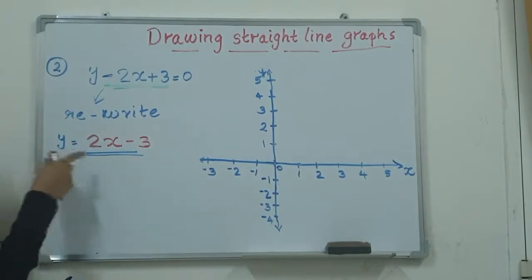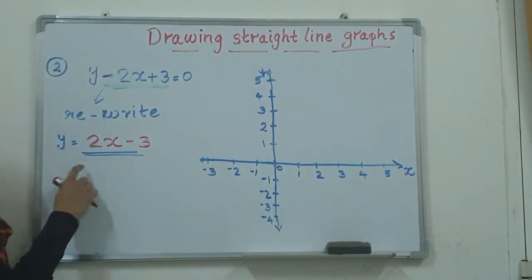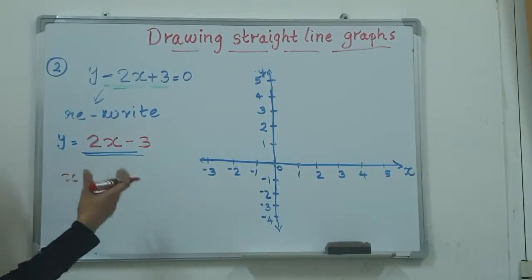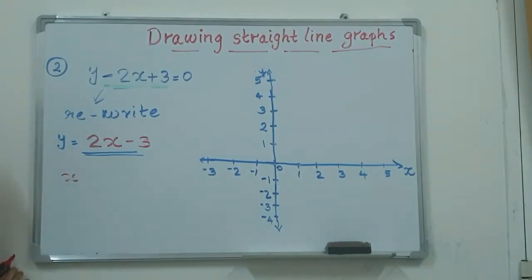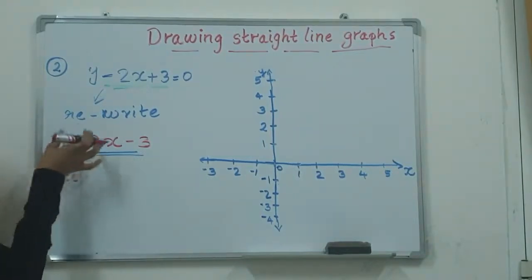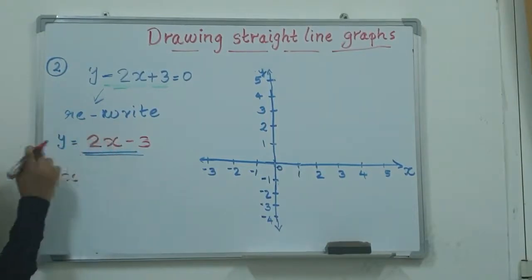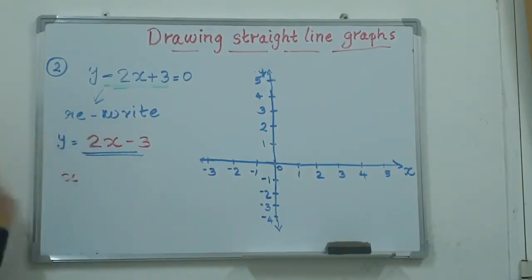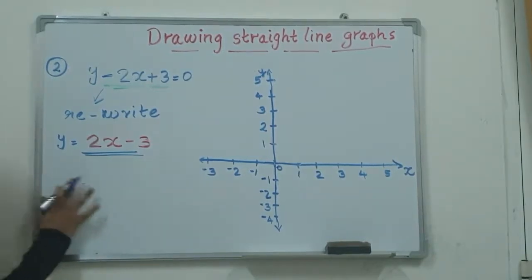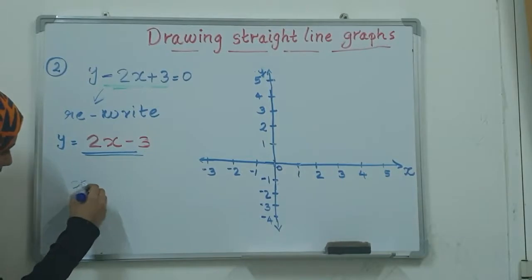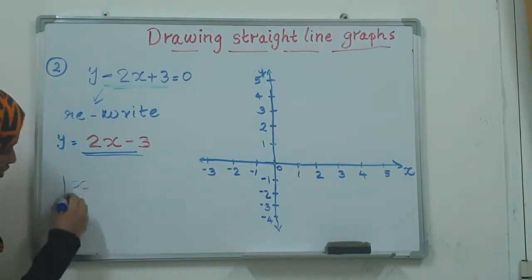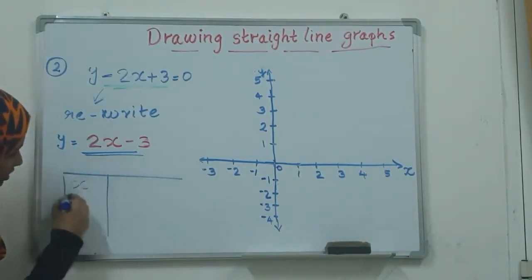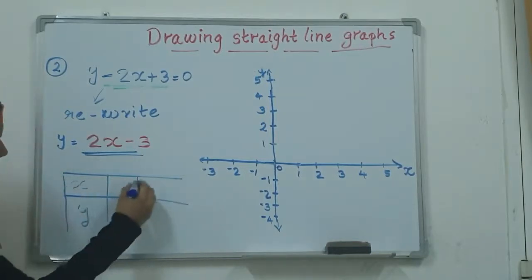After getting this type of equation, you can just give the value of x as 0, 1, 2, 3. You can choose any, as I said just before. Choose any value for x and substitute it into the equation to get the value of y. Now I am going to show the values of x and y in a table form.